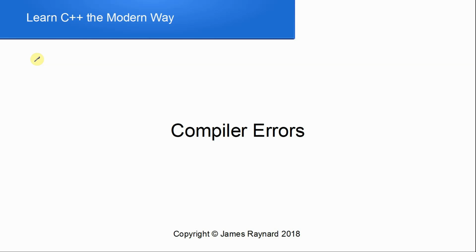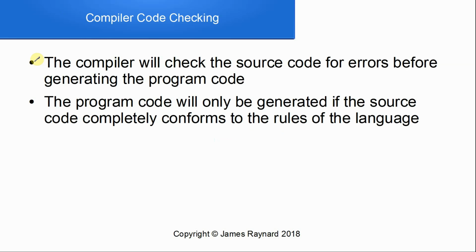Hello, and in this video we're going to have a quick look at compiler errors, which are the bane of anyone who's learning C++, or one of the banes. So basically the situation is that the compiler will go through your source code and check it for any errors before it generates the program code. And if it does find any errors, it won't generate the program code. So your source code has to completely obey all the rules of the language.